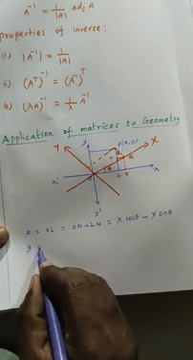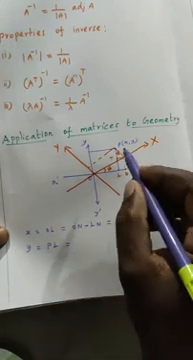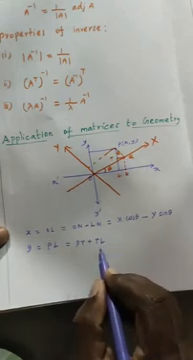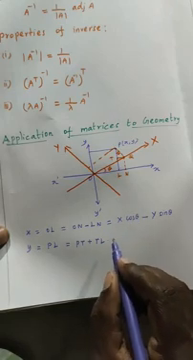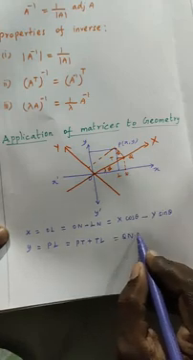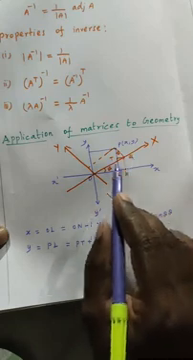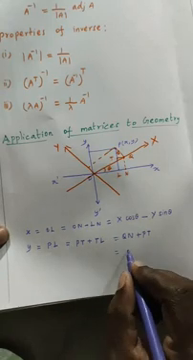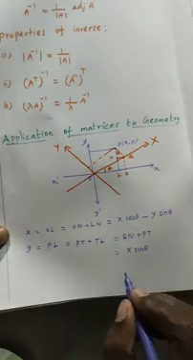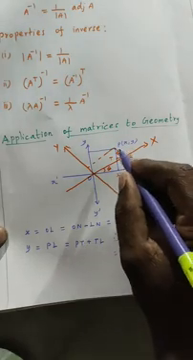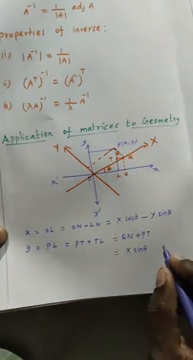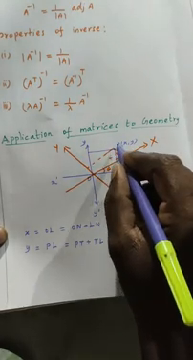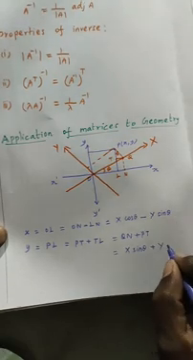Similarly, y is PL, which is in two parts, PT and TL, so y is PT plus TL. Then PT is parallel to QN, so we can write QN plus PT. From the triangle QON, we can write QN as x sin theta and PT as y cos theta, because PT is the adjacent side of triangle PTQ.